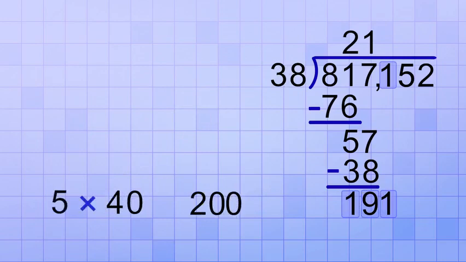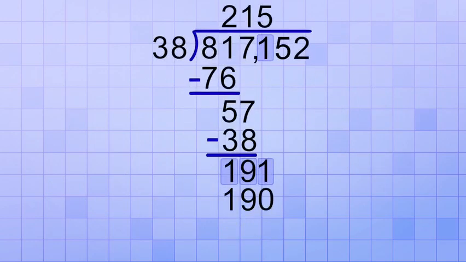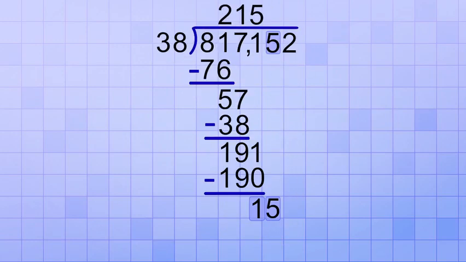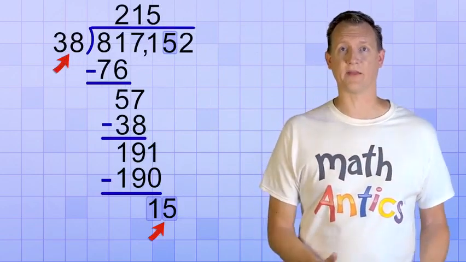To estimate, I'll round those numbers to 40 and 200. And I know that 5 40s makes 200, so 5 is my estimate for the next answer digit. 5 times 38 equals 190. And 191 minus 190 leaves a remainder of 1. Moving on, we bring down a copy of our next digit and ask how many 38s will it take to make 15? Uh-oh, 15 isn't big enough to be divided by 38.